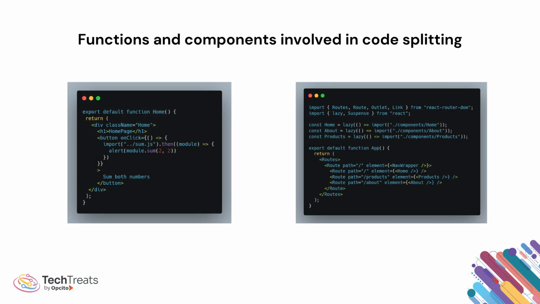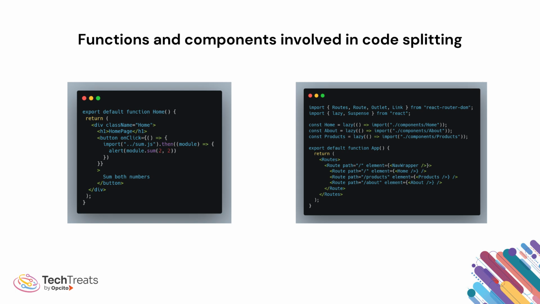This is interesting. So what are the functions and components involved in code splitting? Maybe I want to talk first about the code splitting functions. Okay. The first one is using dynamic import. You can export any method or utility function and import it lazily and dynamically when needed.